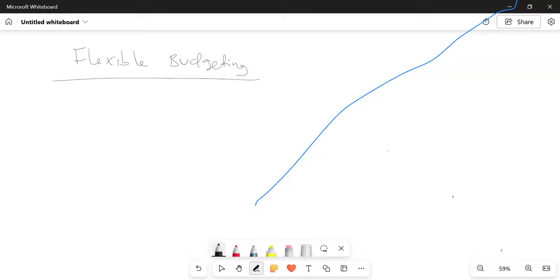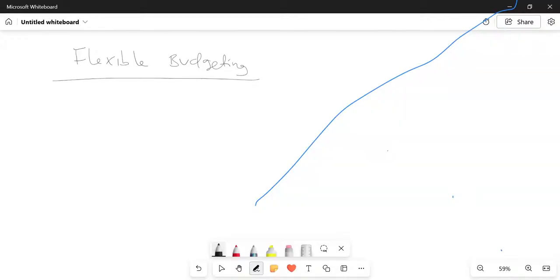A flexible budget is a budget that is adjusted to the actual level of activity rather than being fixed at one level. It provides a more realistic comparison between budgeted and actual performance. Full stop there.